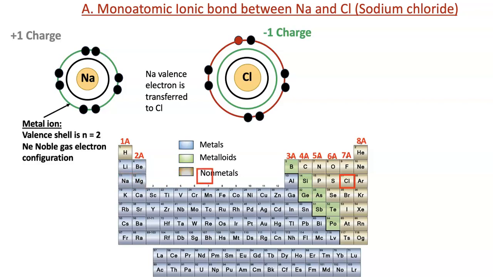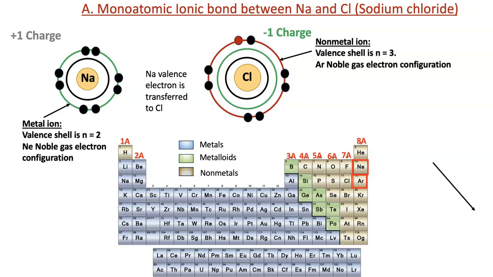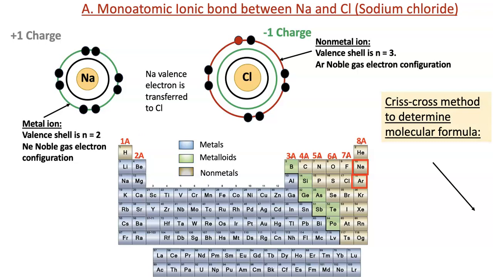And sodium now looks like neon. The valence, the noble gas configuration is neon. And then chlorine now looks like argon, and it has a full set of valence electrons in energy level 3. So let's look at the crisscross method to determine the molecular formula of NaCl.